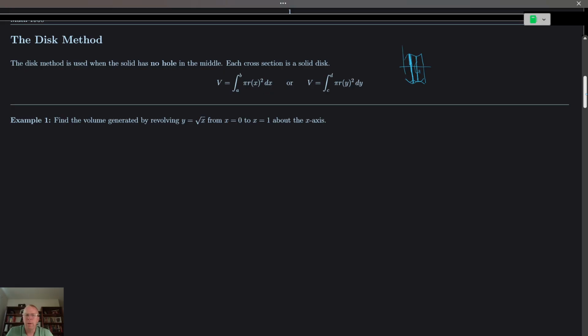And so we square that because it's pi r squared, the area of a circle, and we integrate from a to b, and that gives us the volume of that shape that we get when we rotate around the x-axis. We can do the same thing with the y-axis if we're using this method, and we're going to get the volume. Let's try to draw this again.